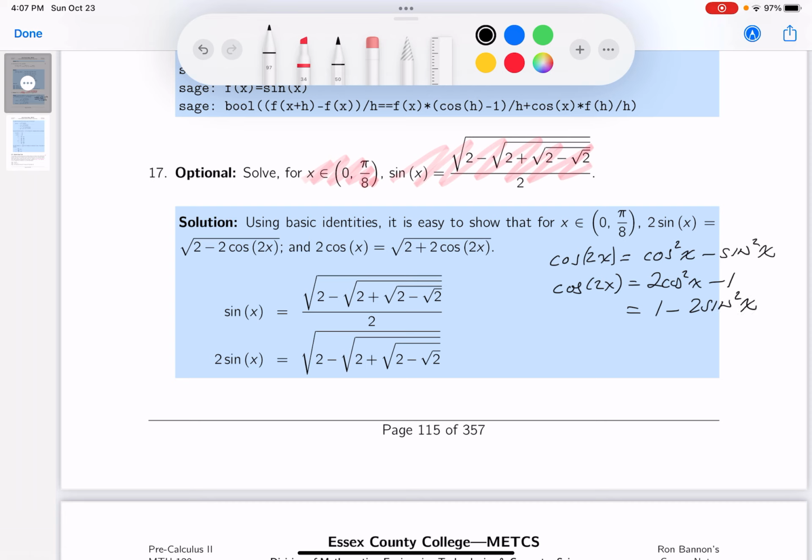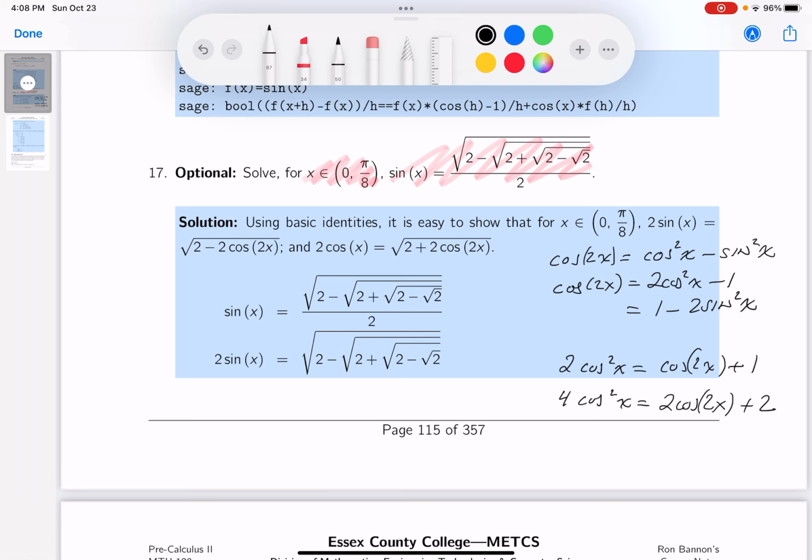All right, let me move that around a little bit, and I'm going to write this as 2 cosine squared x is going to be, let's see, 2 cosine squared x is going to be what? Cosine 2x plus 1. Well, that's not so difficult. I'm going to multiply both sides by 2. You're going to get 4 cosine squared x equals 2 cosine 2x plus 2.